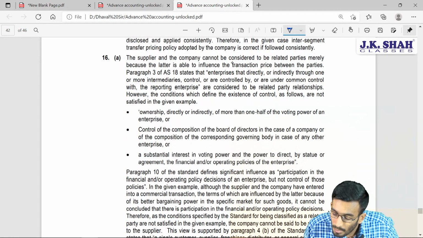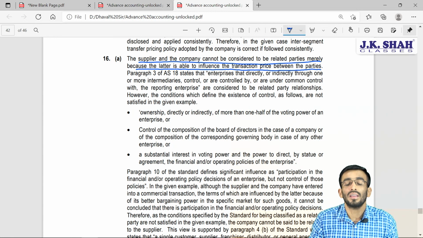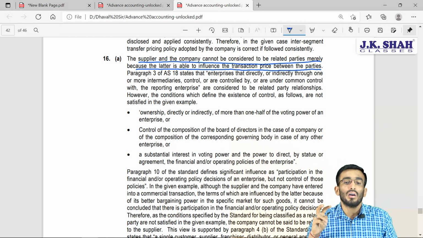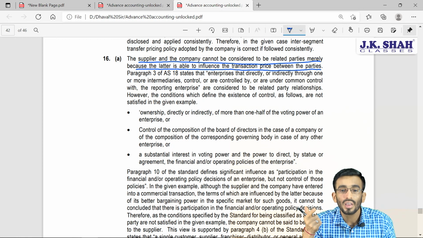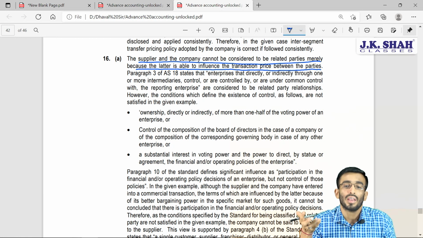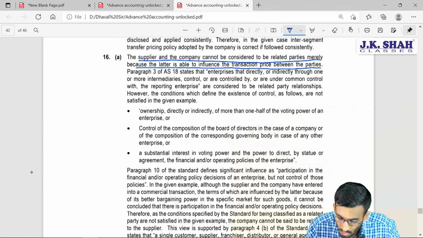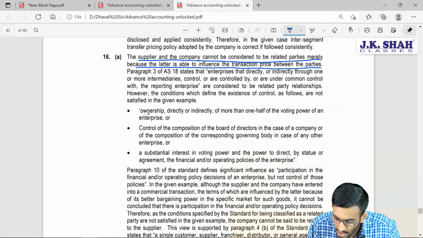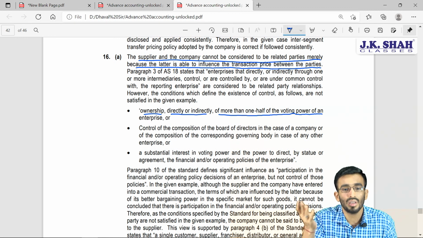The supplier and the company cannot be considered to be related parties only because the latter is able to influence the transaction price between the parties. See, ideally in AS 18 related party, for establishing the related party relationship, there has to be control, or I can say significant influence. But here the supplier is not having any control. What do you mean by control? Control means having ownership, directly or indirectly, of more than one half of the voting power, that is more than 50%.